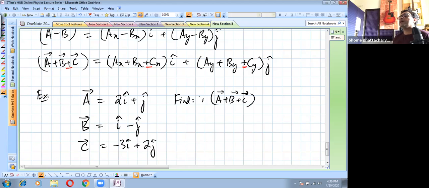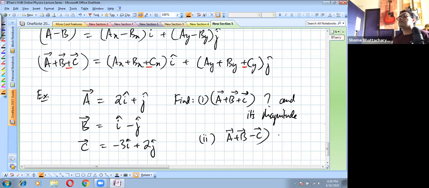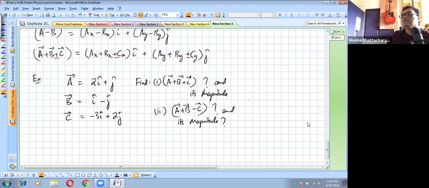And its magnitude. And then on the other hand, I say find A plus B minus C and its magnitude. So let's just quickly work these two out. Just apply the steps expressed above in the component algebra method.